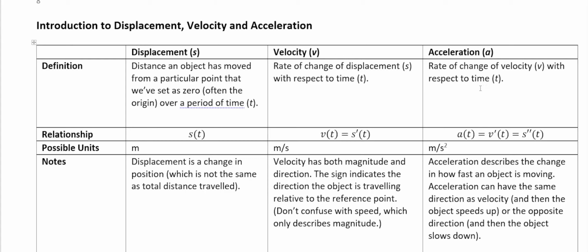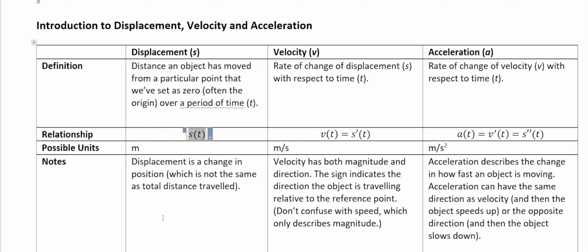In this video, we're going to look at displacement, velocity, and acceleration. We'll start with the definition of displacement. Displacement is the distance an object has moved from a particular point that we've set as zero, often the origin, over a period of time. The particular point that we've set as zero is referred to as our reference point.